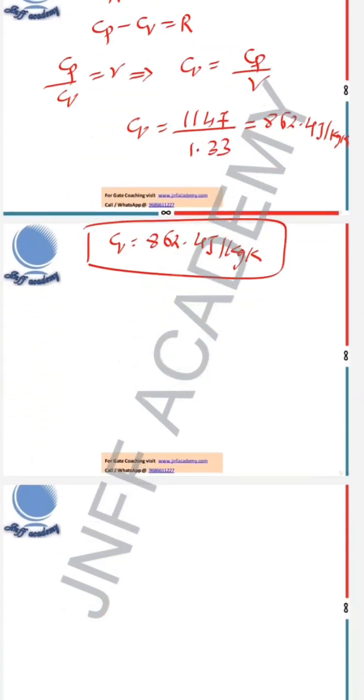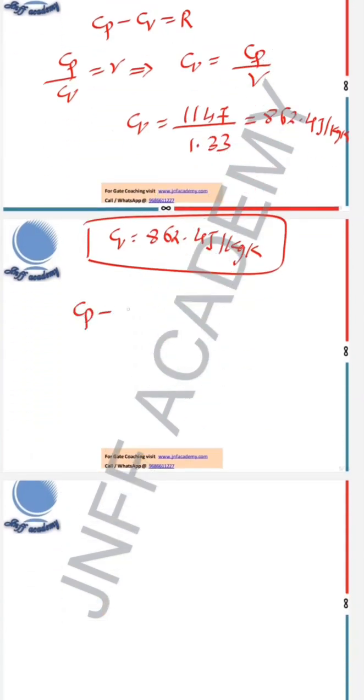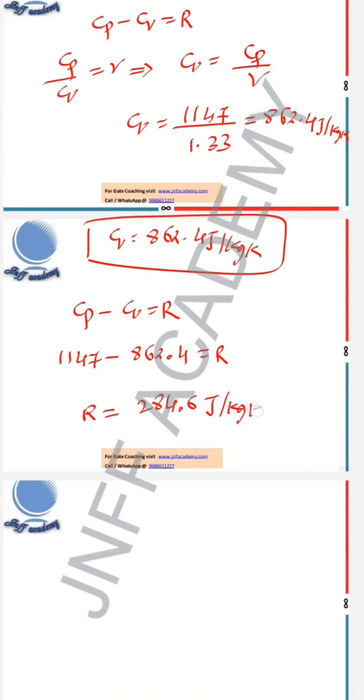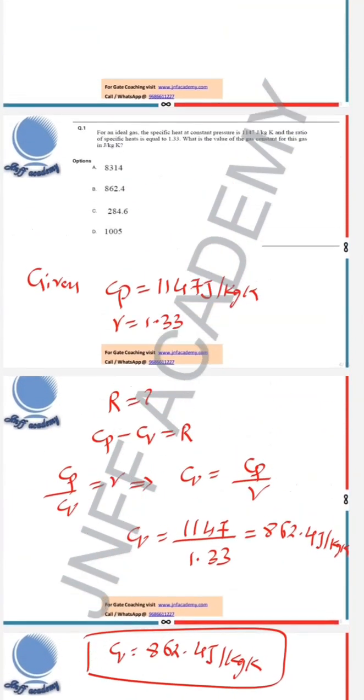Now let us substitute this value and get the answer. Cp minus Cv is equal to R. Cp is 1147 minus Cv is 862.4 is equal to R. If you subtract, we will get R as 284.6 joule per kg Kelvin. This is the answer for this question. Out of the given options, C is the correct answer for this question.